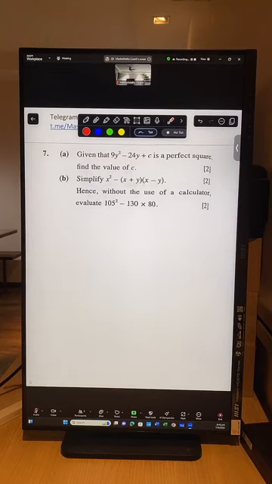Okay, good question. Because they cannot give you 2 marks just for taking 105 square minus 130 times 80 and keying it into a calculator. When they say without the use of a calculator, what they mean is you must use a method that does not involve using the calculator. Because any monkey can just pick up the calculator and key it in. You cannot get 2 marks just for doing that. You get the 2 marks for using the expression in part b to evaluate that. But basically, yes, you are allowed to bring a calculator into the exam hall.